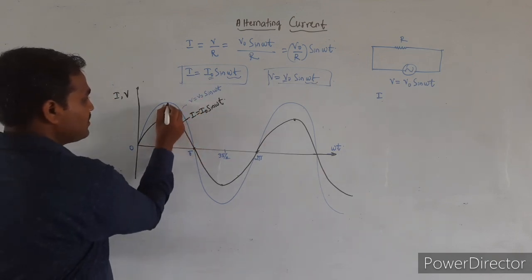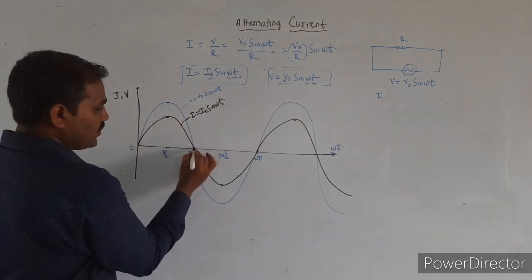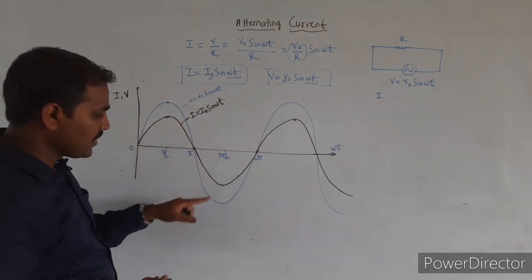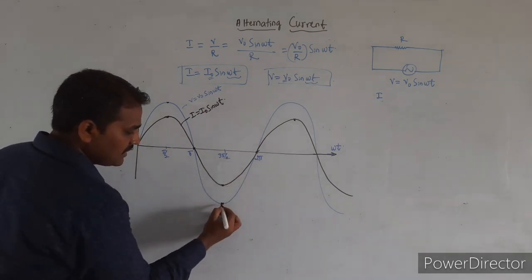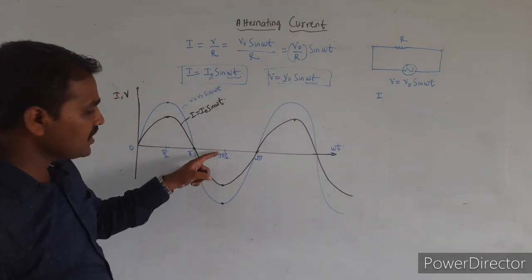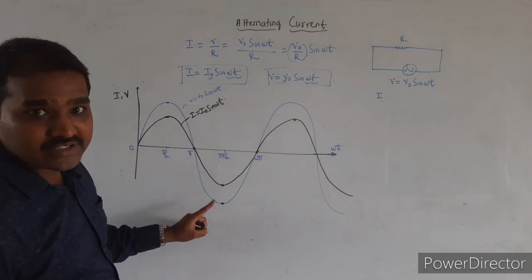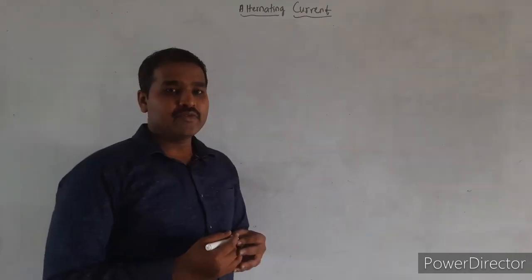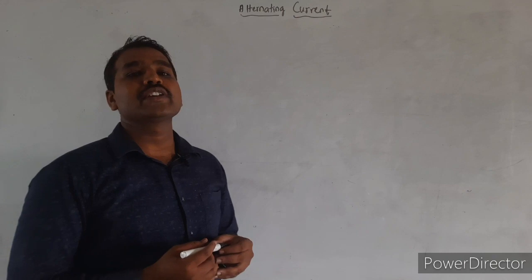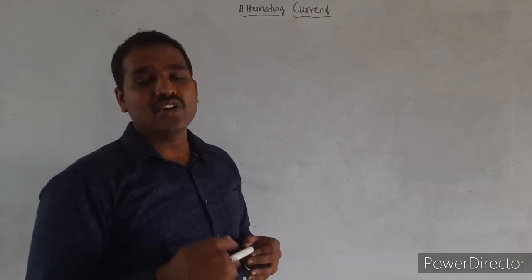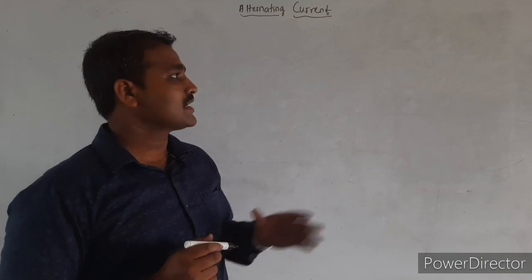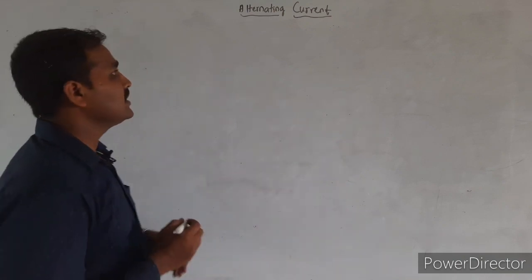When this is maximum, voltage is also maximum. When this is minimum, voltage is also minimum. When current is negative, maximum in the opposite direction, the voltage is also having the maximum value in the opposite direction. Yes, the same variation of this alternating voltage as well as alternating current can also be represented using phasor diagrams. How to understand that phasor diagram, that we shall see.